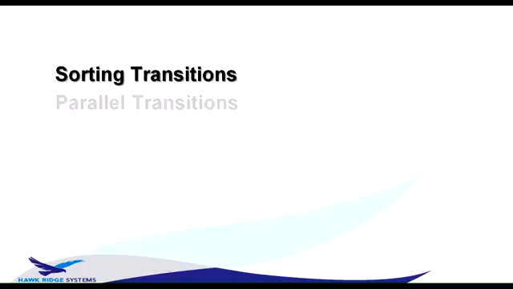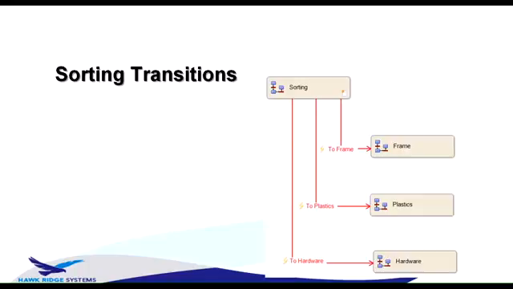With sorting transitions, you can see here we'll have a sorting state for a particular workflow going to 3 different states. The differentiating factor between them is just the file name. In this case, my example is that we have commodity codes for our file names. Certain files start with certain numbers based on if it's a frame, a plastic, or hardware, or something along those lines.